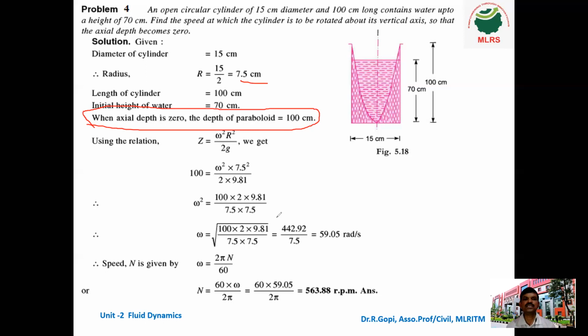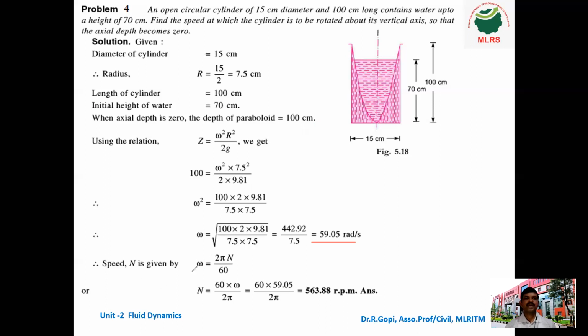Next, using the relation. In this problem also, as per the previous problem, there are two unknown values: one is n and the other is omega. So z equal to omega square r square divided by 2g. Using this formula, first find omega. So 100 equal to omega square into r square, 7.5 square, divided by 2 into 9.81. From this we got omega finally as 59.05 radians per second. This is the omega value.